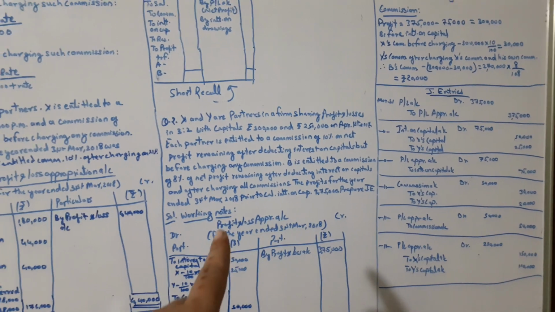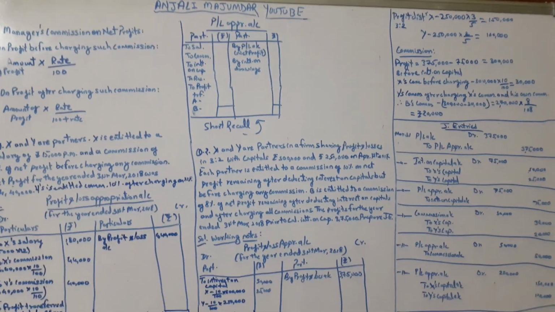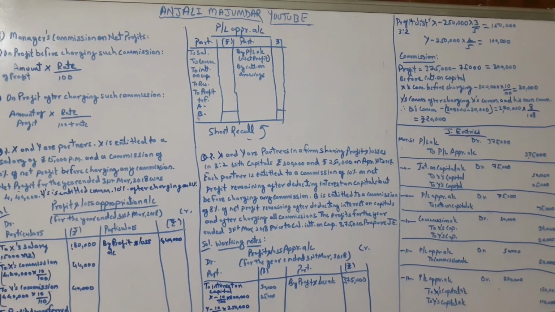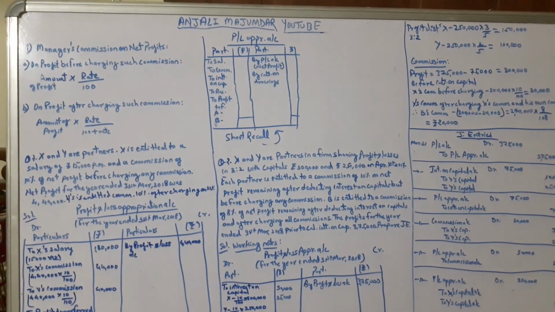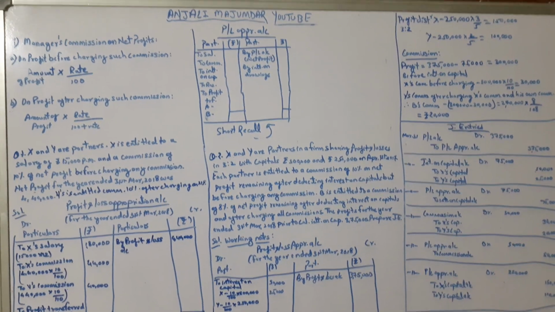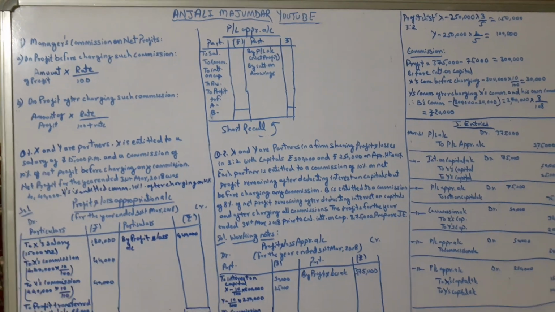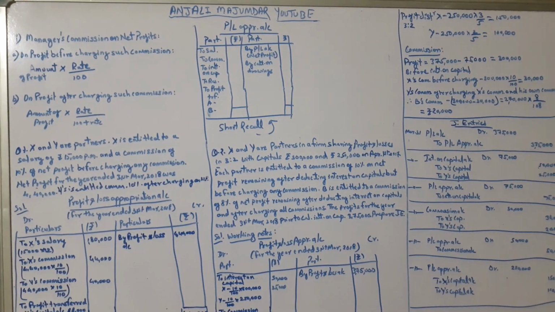Profit and loss appropriation account: this is the working note, because in the question it is asked to prepare journal entries, and the profit and loss appropriation will be part of your working note. Remember, in accounts, the working note is very important. Working notes also carry marks, so do not forget to make working notes. Working notes and calculation are a very important part of an accounting solution.